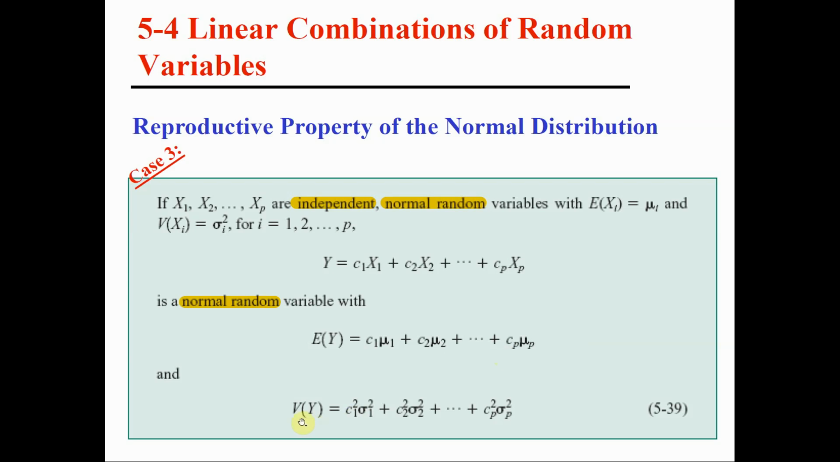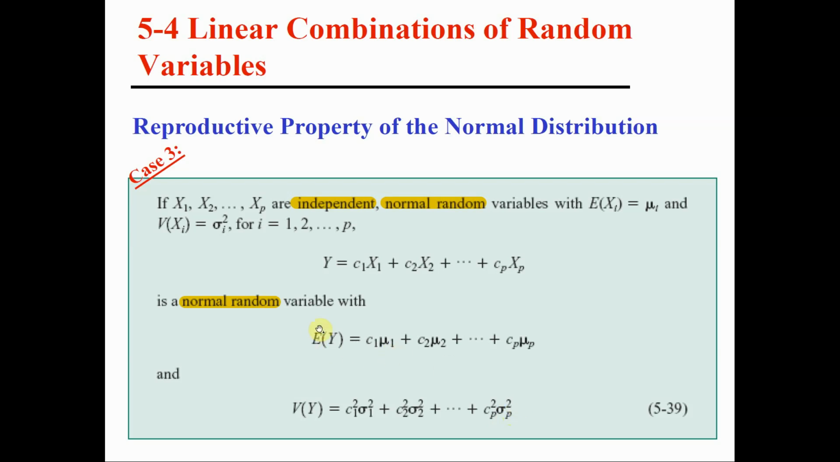What about the variance? Because they are independent, we don't have the covariance terms, and the variance of y is simply c1 squared times the first variance plus c2 squared times the second variance plus and so on plus cp squared times the last variance. So in other words, the variance of y is c1 squared times sigma 1 squared plus c2 squared times sigma 2 squared plus until cp squared times sigma p squared. So this is the variance of y.